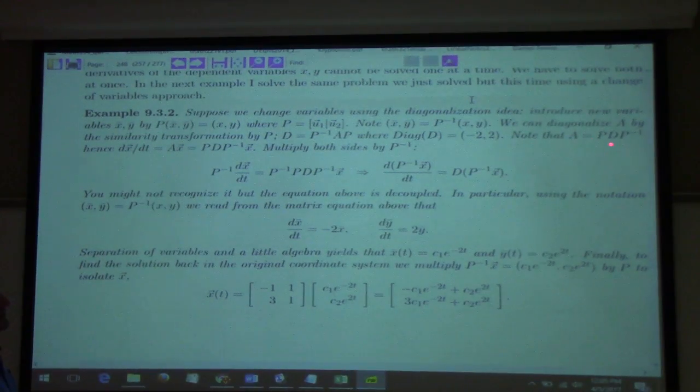So sometimes PDP inverse is not wrong. It's just that I've solved for A instead of D. Sometimes the P P inverse is in the opposite order because I'm not diagonalizing, I'm undiagonalizing the diagonal matrix to get back to A, like this expression right here. I'm writing A in terms of the diagonal matrix and the product of the basis matrix and its inverse.